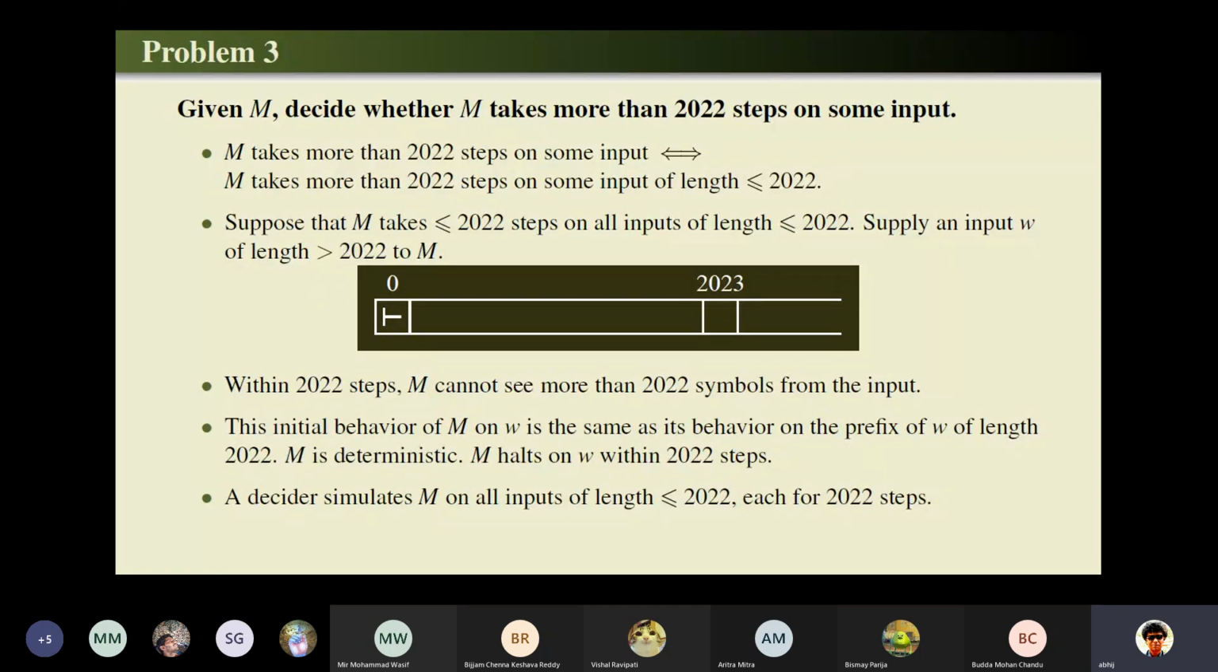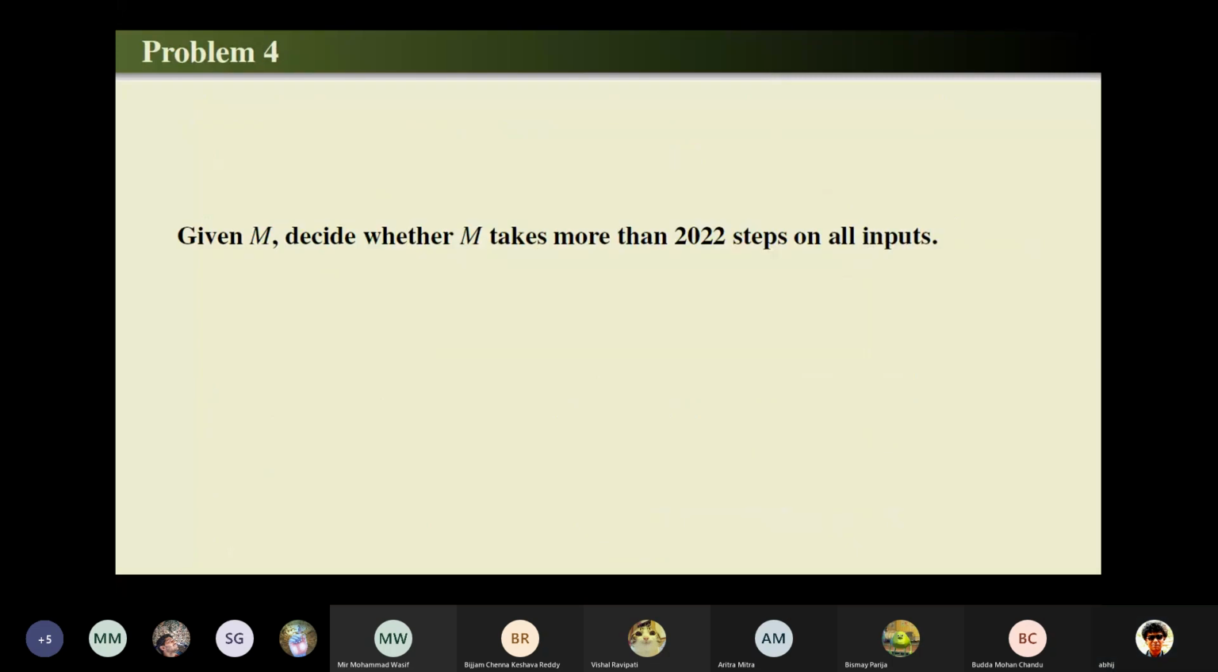Squeezing or restricting the search space from an infinite one to a finite one. So we decided to simulate M on all inputs of length less than or equal to 2022, each for 2022 steps. That's all. If some simulation takes more than this, accept, otherwise reject. So this is the idea.